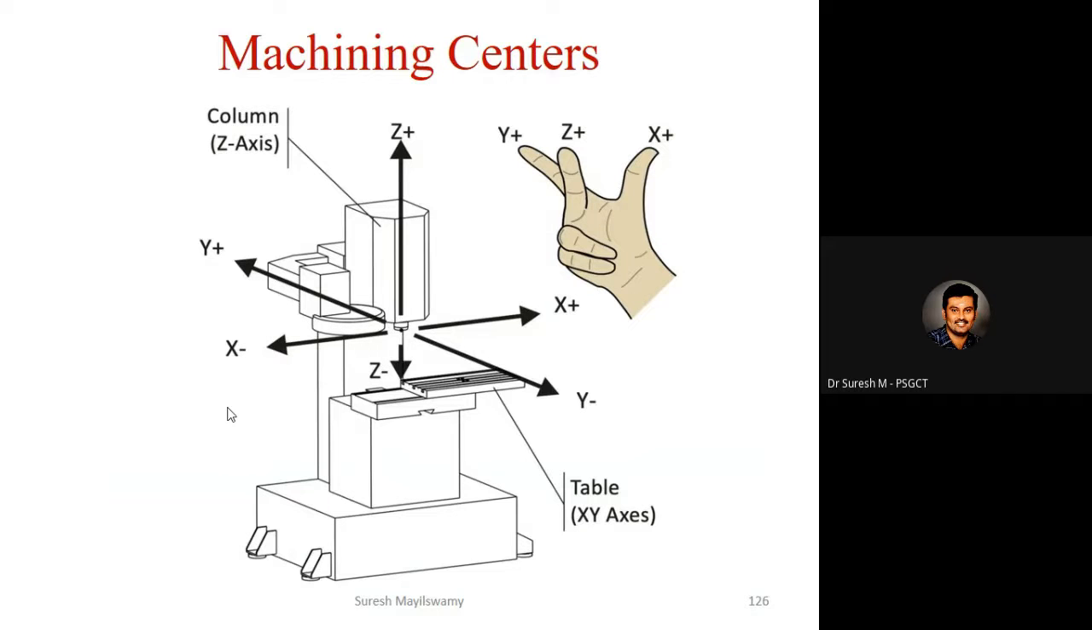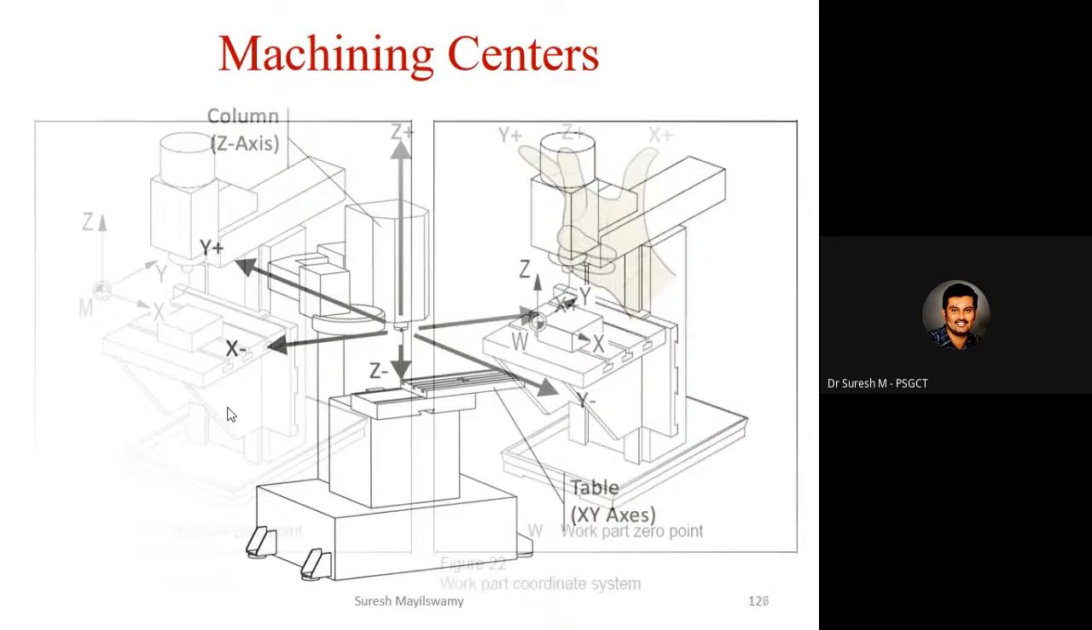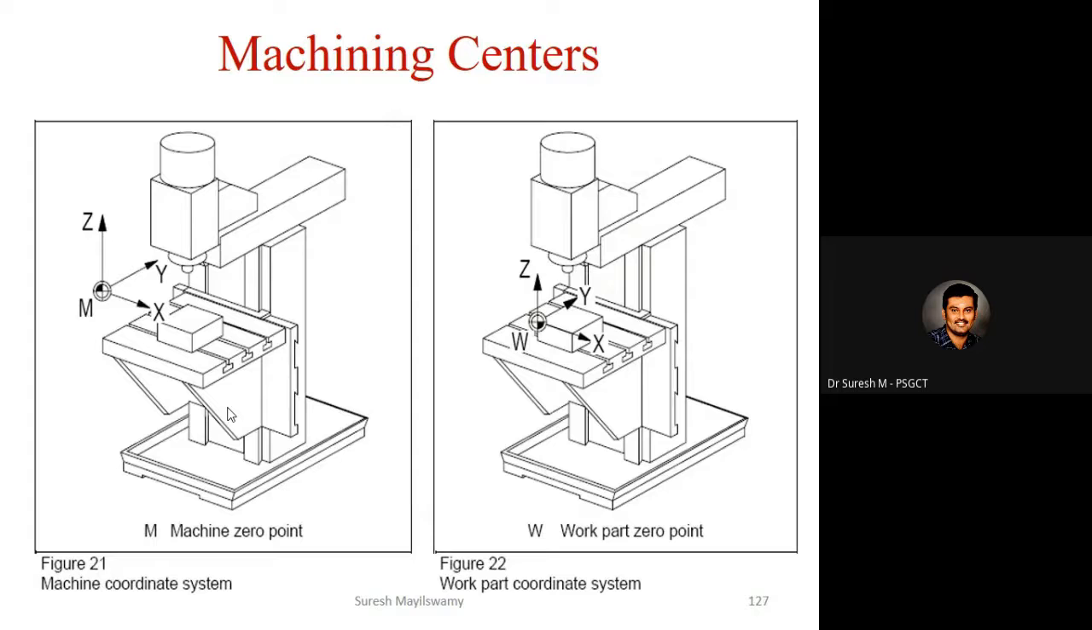And this is the axis classification for machining centers. So the Z axis is vertical, so this machining center is called a vertical machining center. X plus, X minus, Y plus and Y minus. So here 3 axes are required to do the machining operations. Minimum 3 axes are required. And this is how the machine 0 point and work 0 point are located in the vertical CNC machining center.